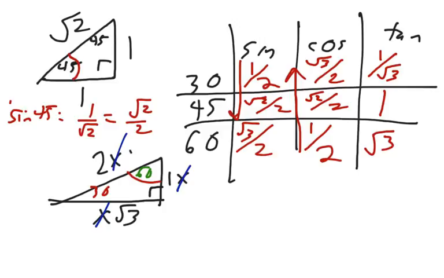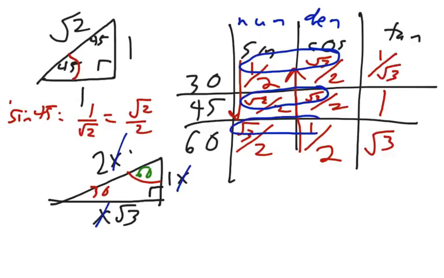Now, if we take a look at this, we just have the numerator and the denominator right in here. The numerator comes from the sine, the denominator comes from the cosine. Well, when we do it with the square root of 2 and the square root of 2, that gives us 1 because it divides out, and over here we have the square root of 3 over 1, which is just the square root of 3.